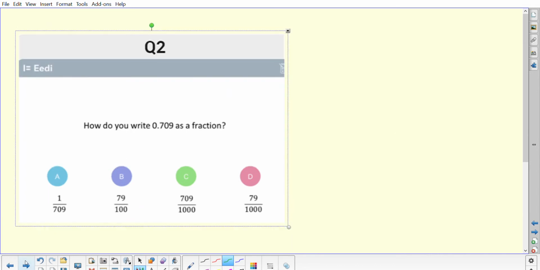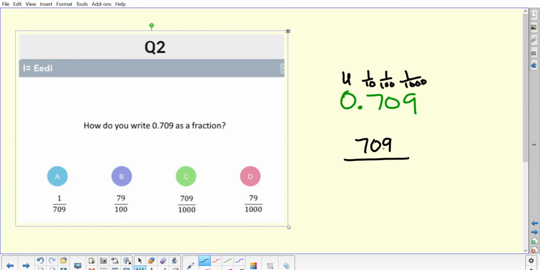For question 2, you have 0.709 in terms of your column headings. There's your units, that's your tenths, that's your hundredths, and that is your thousandths again. So we go to the last column and we use that as our base for our fraction. So it's 709 out of 1,000. So that should have been answer C that you chose there.